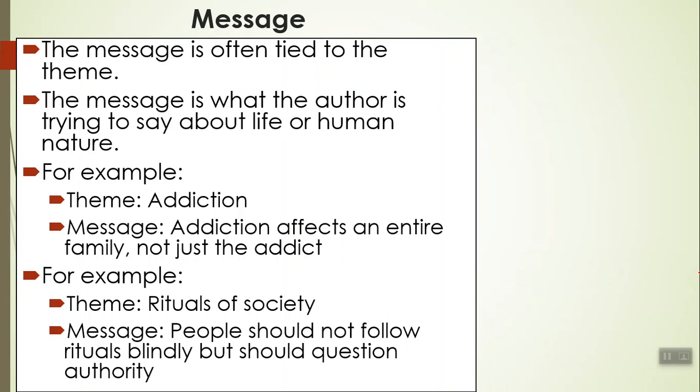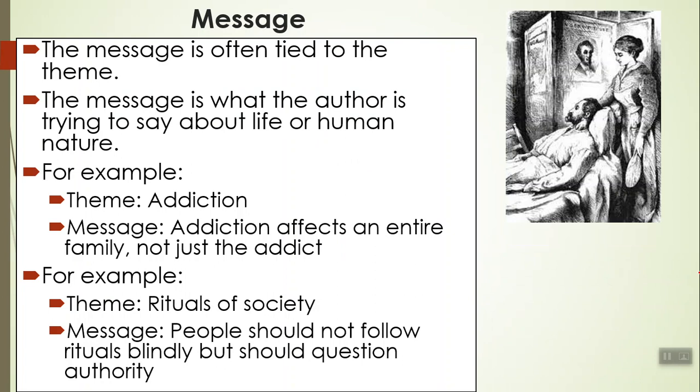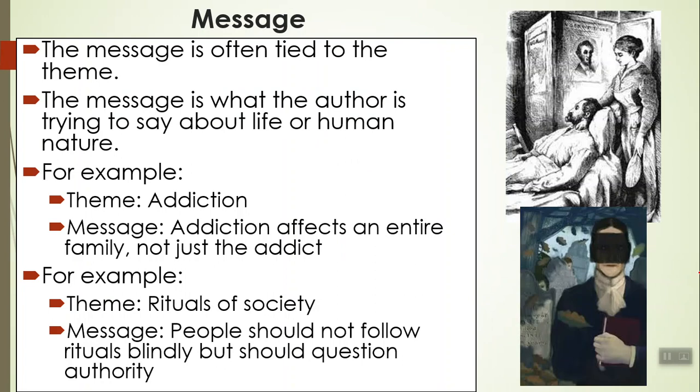Rituals in society might be another theme. If I've assigned you The Lottery to read, people following rituals blindly. So people should not follow rituals blindly, but should question authority. This is a thing from My Contraband, and that's a picture from The Minister's Black Veil. If you're reading that this semester, there are themes there of alienation, isolation, faith, right? So what is the author trying to say about those themes?